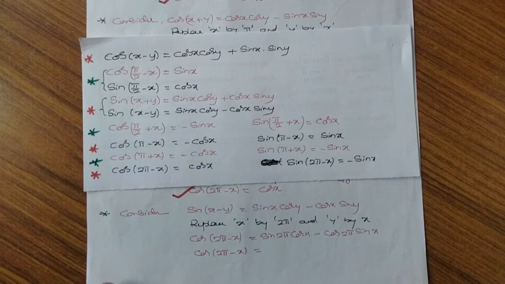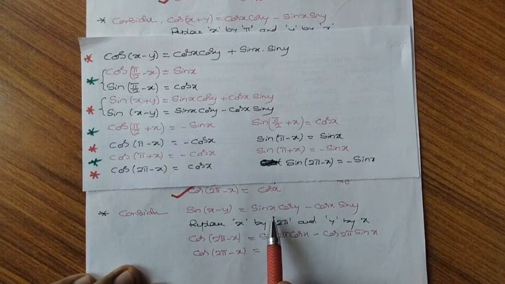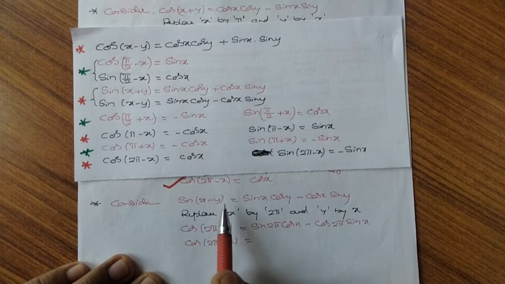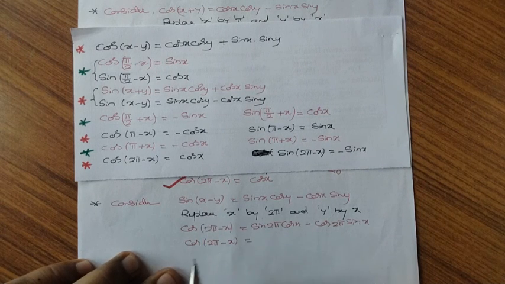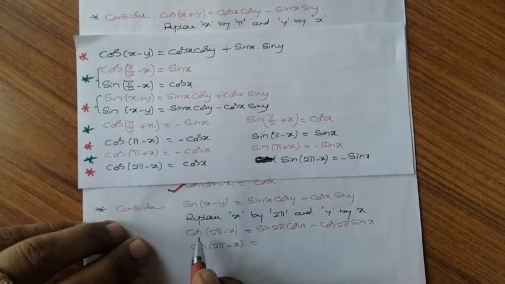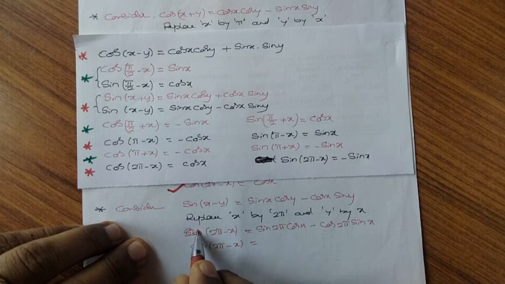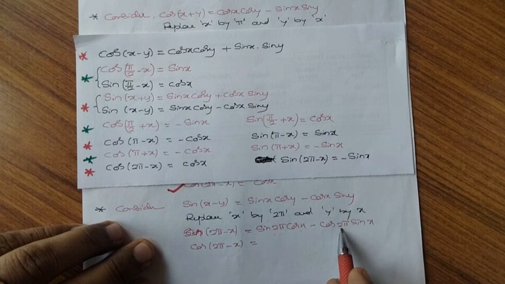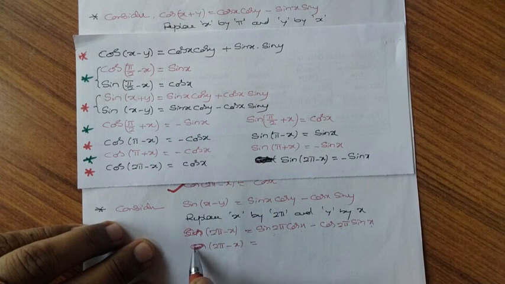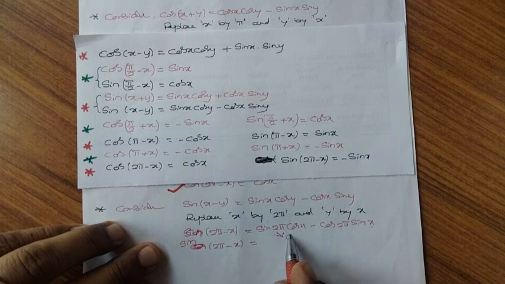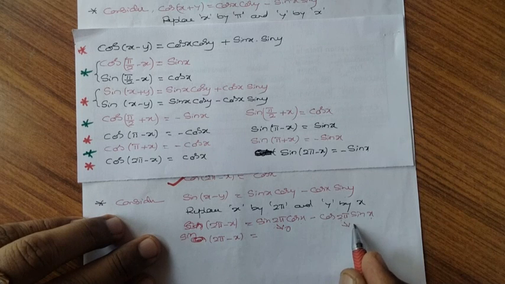Here to prove that one, we consider sin of x minus y equals sin x cos y minus cos x sin y. Replace x by 2 pi, y by x. Sorry, this is not cos. So this is sin of 2 pi minus x equals sin 2 pi cos x minus cos 2 pi sin x. Sin 2 pi is sin 360, that is 0. Cos 360, that is 1.